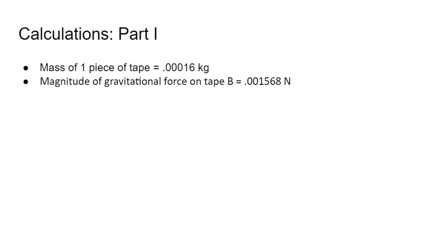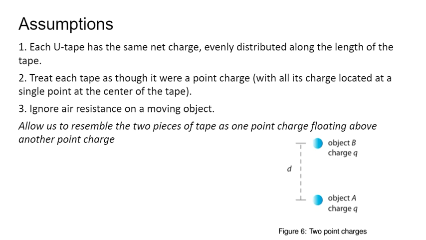My calculations for part A involved finding the mass of one piece of tape, which is equal to 0.00016 kilograms, and finding the magnitude of the gravitational force on tape B, which is 0.001568 newtons. My assumptions for the lab were that each U-tape has the same net charge, which is evenly distributed along the length of the tape.